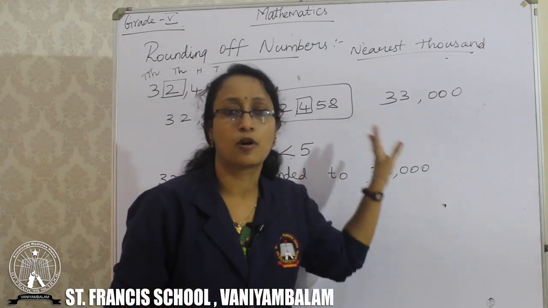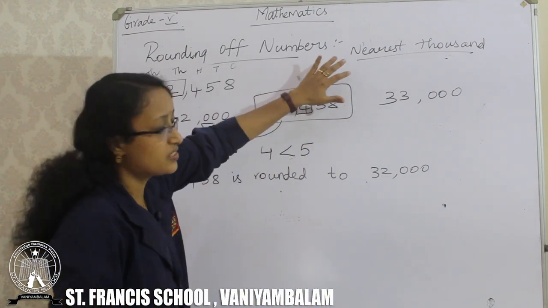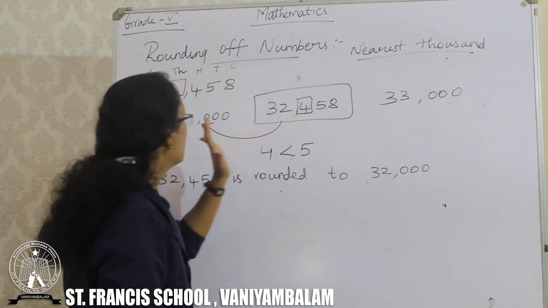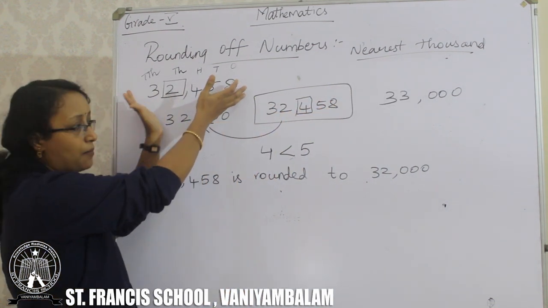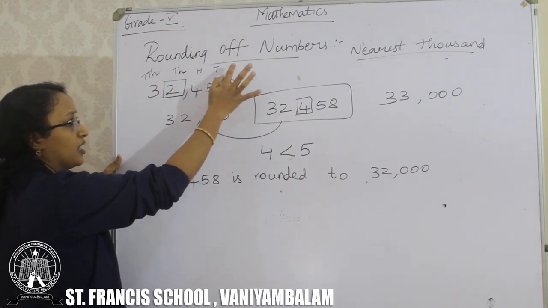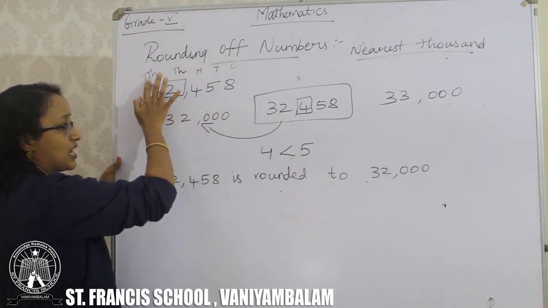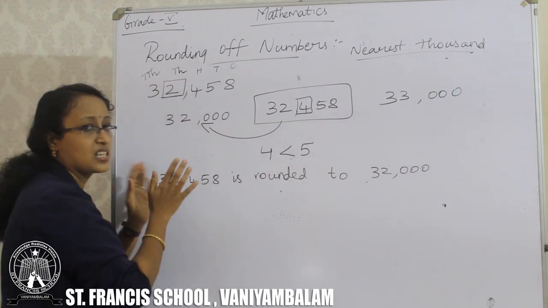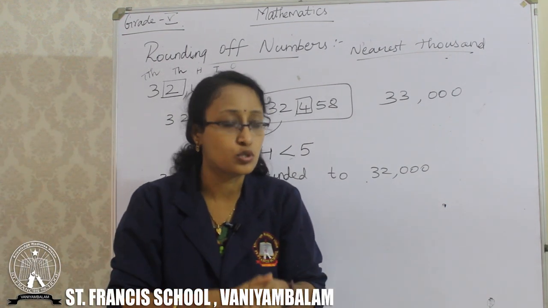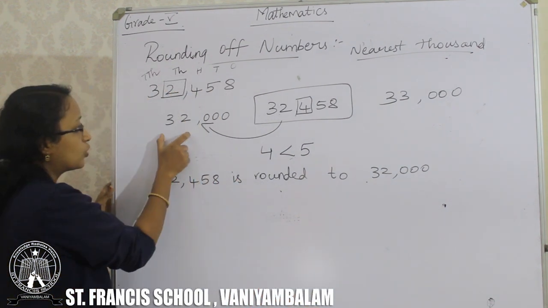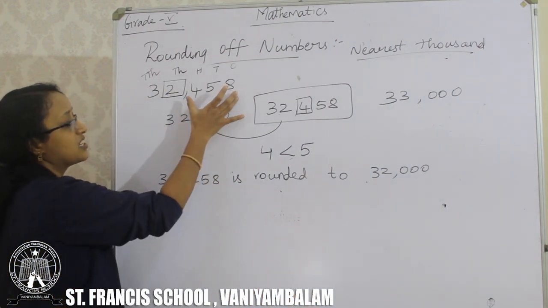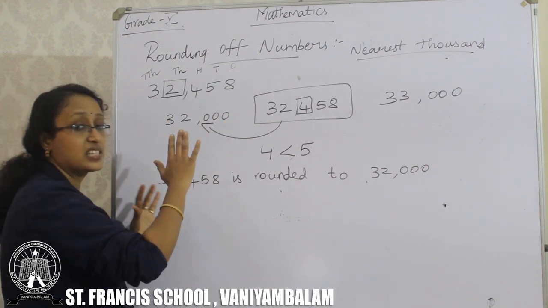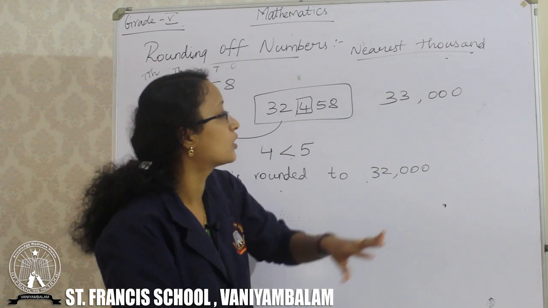I'll explain this problem once again. We are going to round off this number to the nearest 1000. So I have a 5 digit number. First write the place value chart. Ones, tens, hundreds, thousand and 10,000. So, check what is in the thousands place. You have 2 in the thousands place. So, write 32 as it is. And how many digits do you have after that? Put that many zeros.